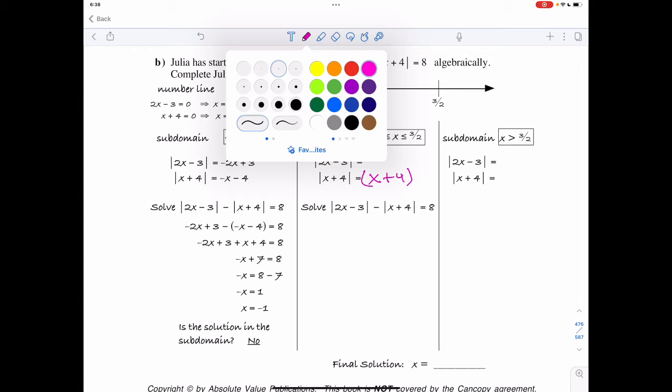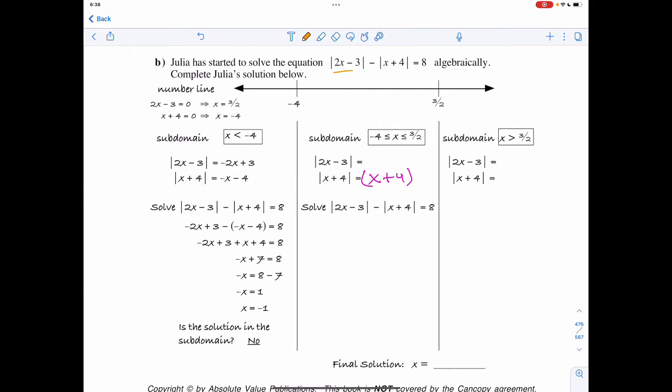We know that this is going to be positive when it is greater than 3 over 2. And we know that it's going to be negative when it is less than 3 over 2. And because -4 is also less than 3 over 2, I'm still going to get that negative version of it over here.